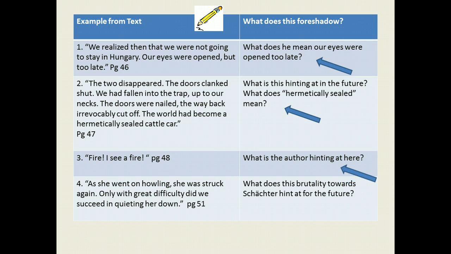Okay, our third quote: "Fire, I see a fire." I'm not going to scream it like I do in class, but what is the author hinting at here? I gave you the answer in class, so think back prior to spring break to what we talked about. Then the fourth quote: "As she went on howling, she was struck again. Only with great difficulty did we succeed in quieting her down." What does this brutality towards Schachter hint at for the future? Think about what we know is coming.